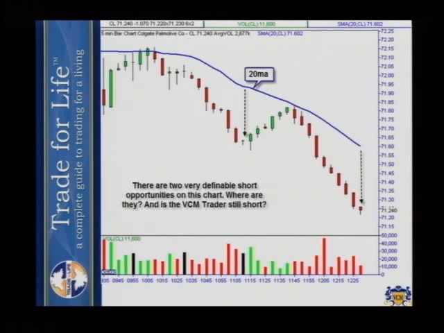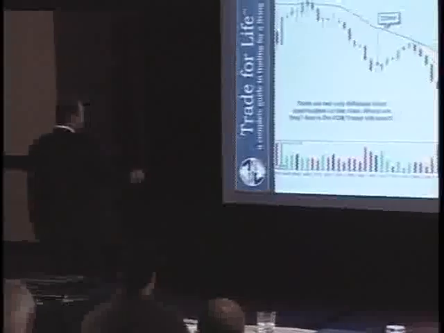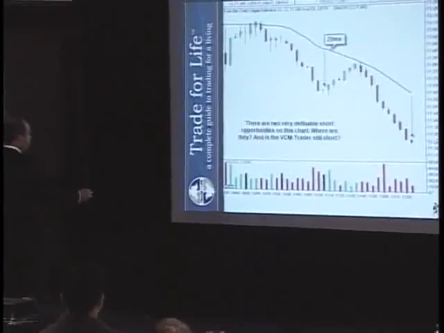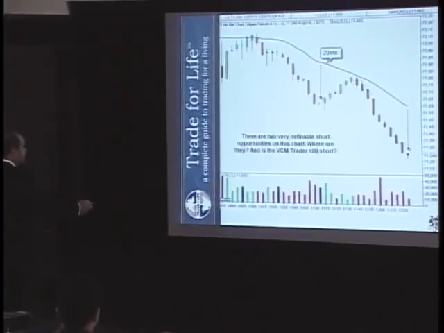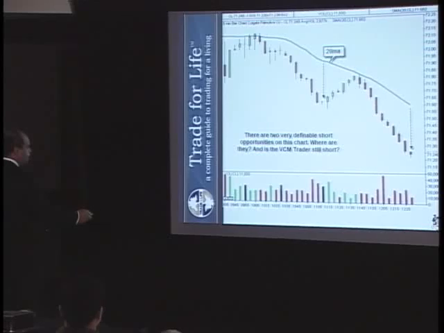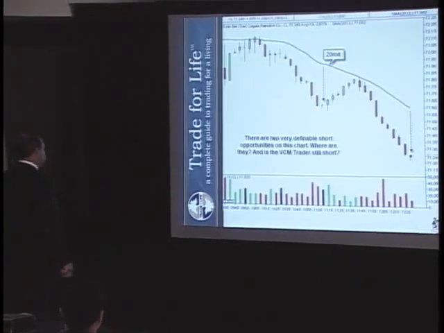We've dropped away from the 20. We've drifted back toward the 20. Now I'm at one of my key locations. All I need is a 55 or 100% retracement of a green bar, and I get it right there. Wipe out a green bar near the 20. There's my short.